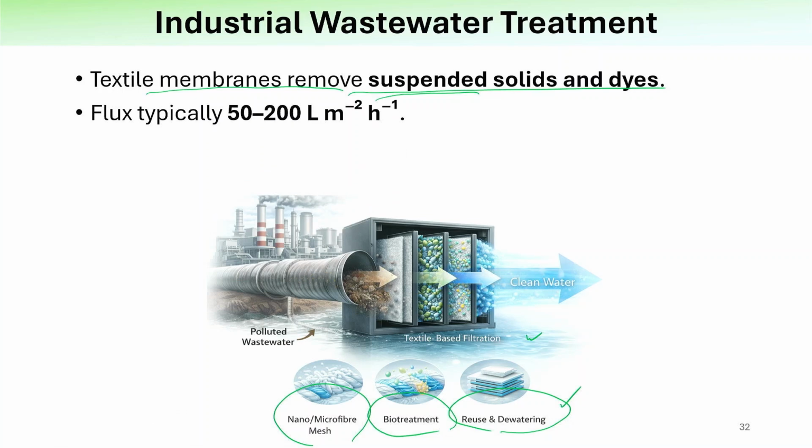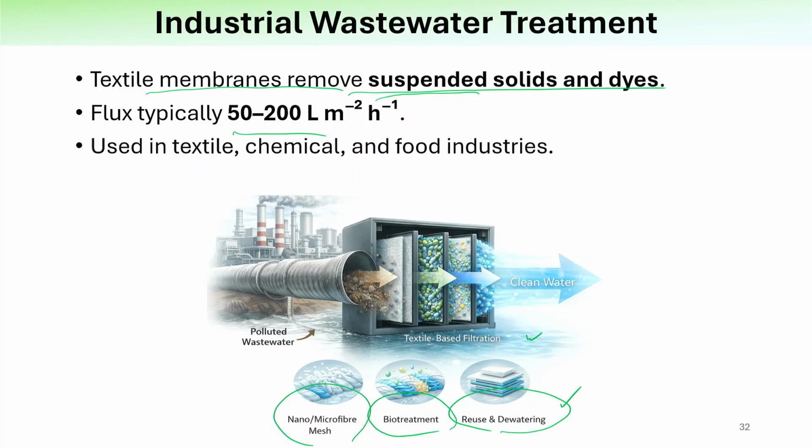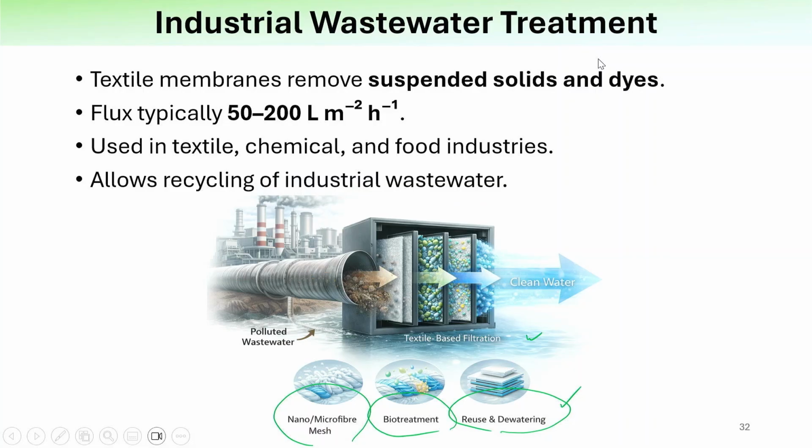So, flux here is 50 to 200 liter per square meter per hour, this type of water discharge capacity, and it is used in textile, chemical and food industry. So, it allows the recycling of industrial water. So, for industrial water recycling, we can use these different types of textile layers.